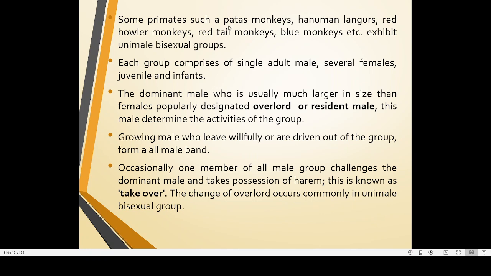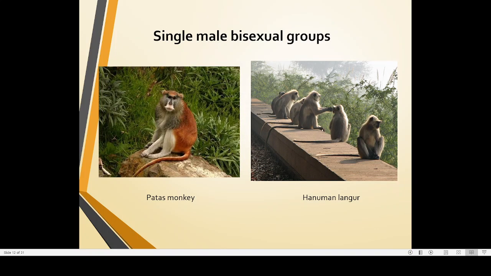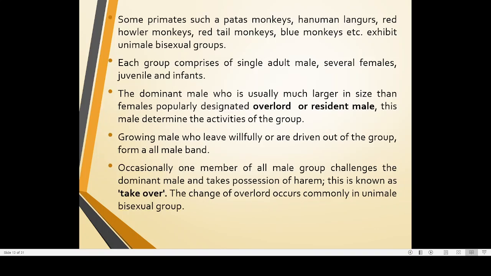It is exhibited by many monkeys like Hanuman langur, red-tailed monkey, and blue monkey. So many groups are exhibiting this type of nature, and each group consists of one adult male and several females, their babies, and juveniles. So that is the type of relationship that we find in the single male bisexual grouping.